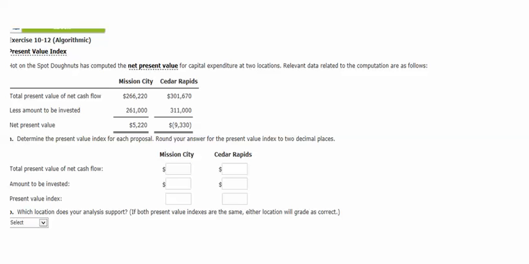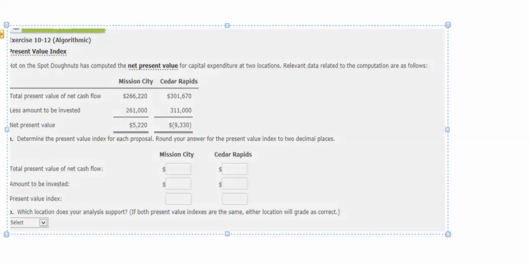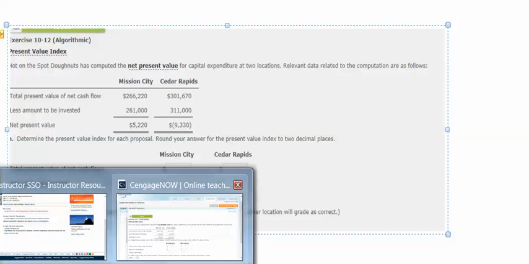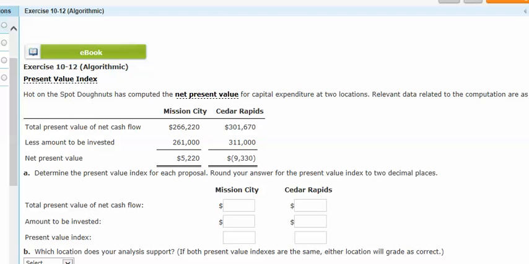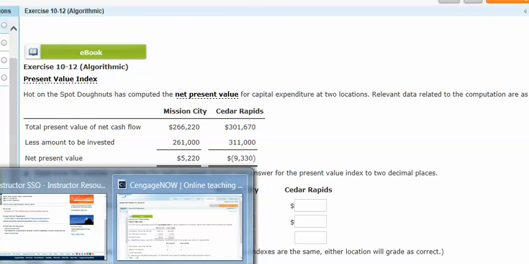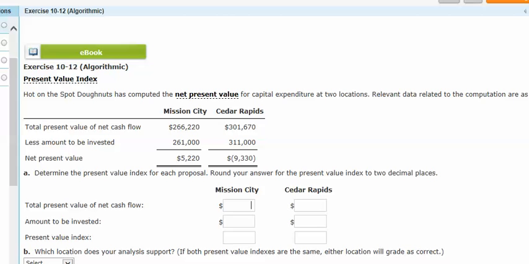But it says, what's the total present value of the net cash flows? Well, all we're going to do is just copy these numbers down. So we're going to take these numbers and copy them over. Let me go over to the other page. And here we will type 266,220. Tab. I'll take the 301. So I'm just taking the amount that they've already calculated and I'm plugging them in down here.